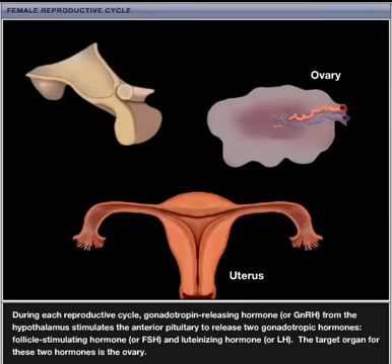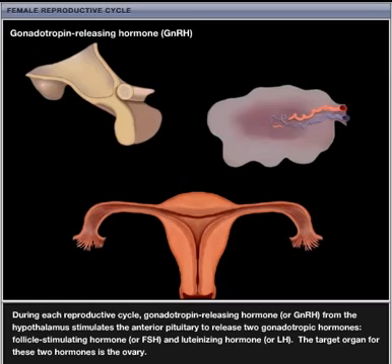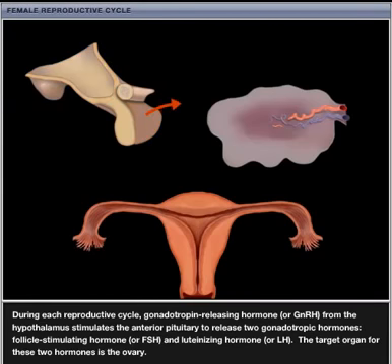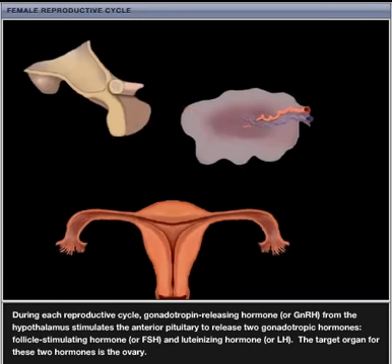During each reproductive cycle, gonadotropin-releasing hormone, or GnRH, from the hypothalamus stimulates the anterior pituitary to release two gonadotropic hormones, follicle-stimulating hormone, or FSH, and luteinizing hormone, or LH. The target organ for these two hormones is the ovary.